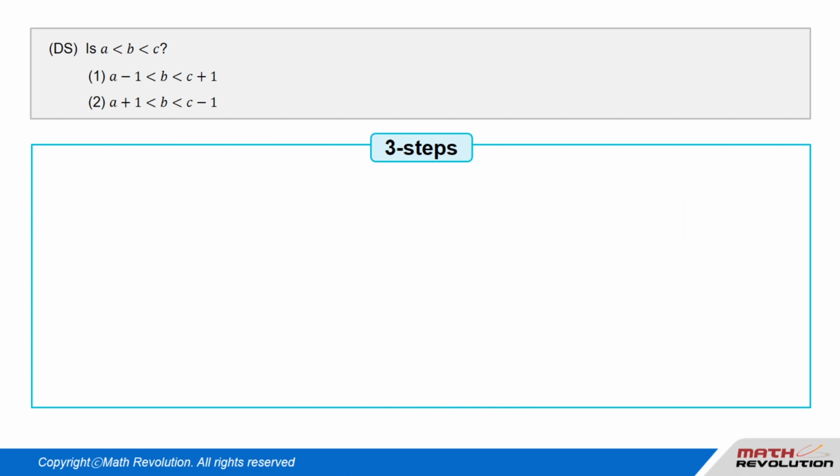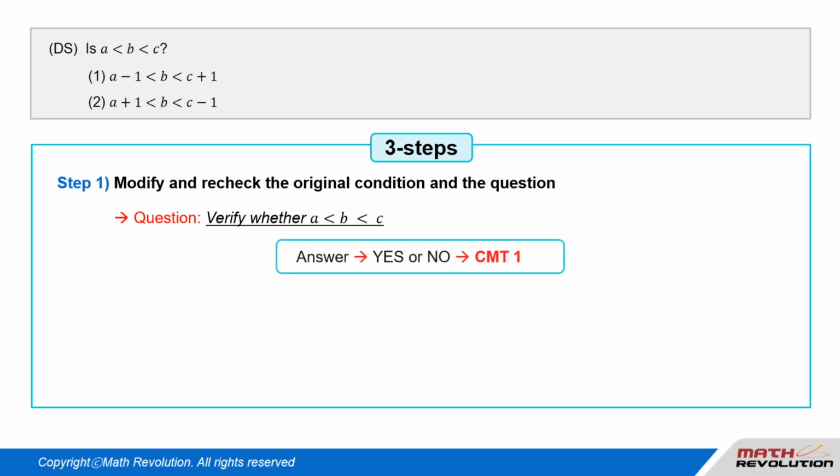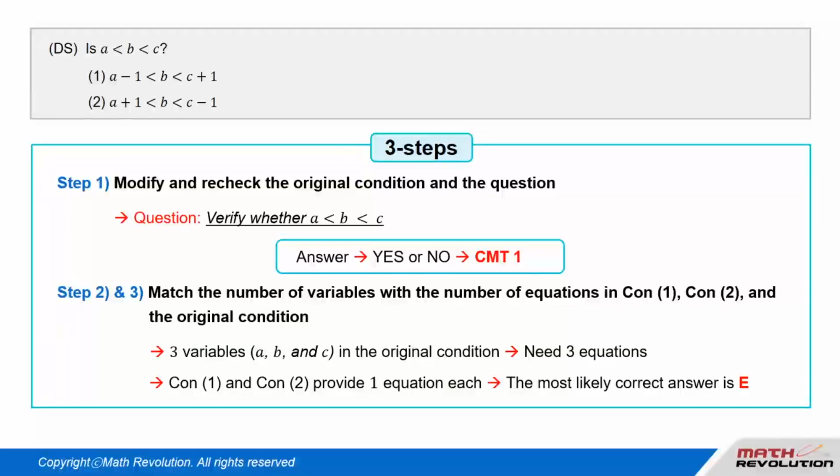Let's apply the 3 steps of the variable approach. Follow the first step of the variable approach by modifying and rechecking the original condition and the question. We are required to verify whether A is less than B, which is less than C. The answer to this question will be in terms of yes or no, and therefore we will apply CMT1 to this question. This is a 50-51 level question. That is why you should be careful when this question appears in the exam. Do not be scared. Follow the second and the third steps.